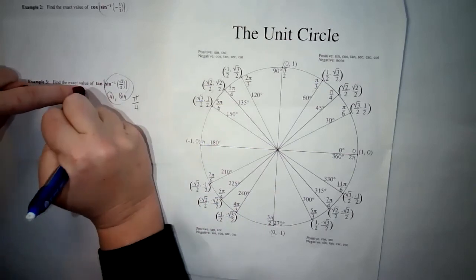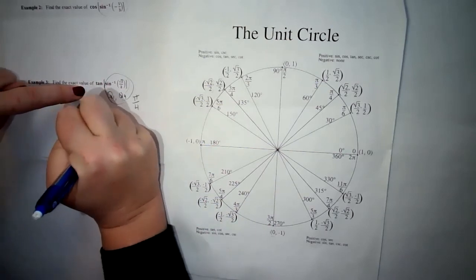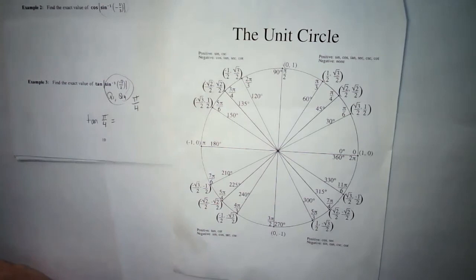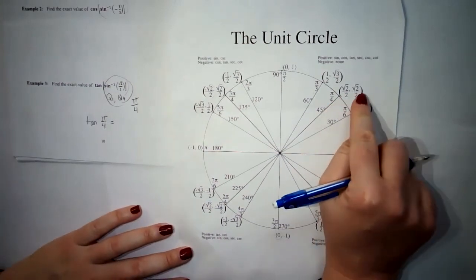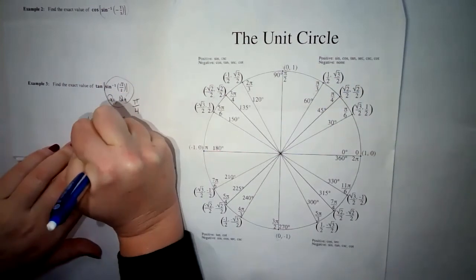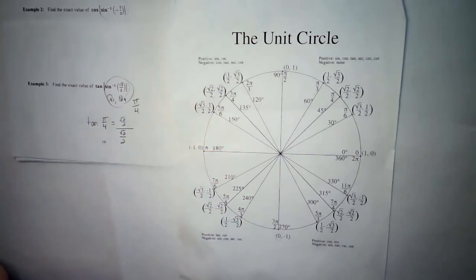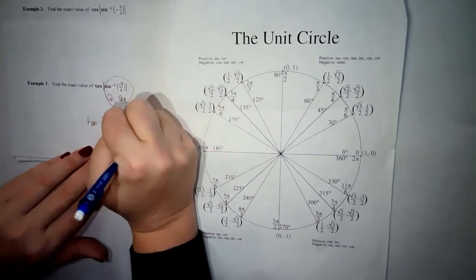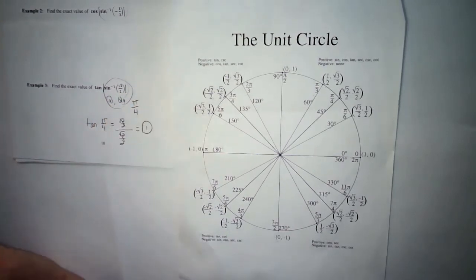Now I'm going to come back and put tangent in the front. What is the tangent of pi over 4? I go to pi over 4. Remember, tangent is sine over cosine. Good, I already heard 1, but you can put sine over cosine. These cancel. Your answer is 1.